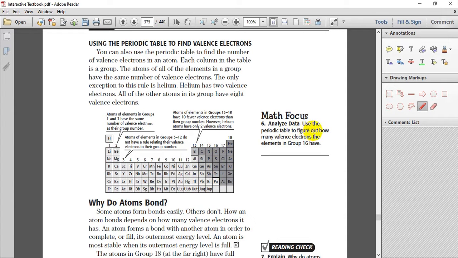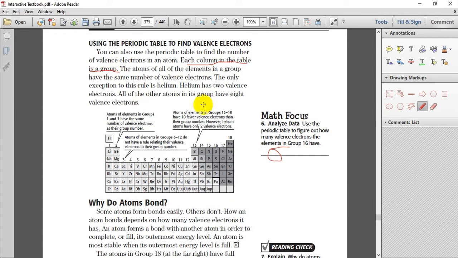The question here is asking to use the periodic table to figure out how many valency electrons an element in group 16 has. What do you think, how many valency will they have? We said we will remove 10 from the 16 and it will be 6. So each column in the periodic table is a group. The atoms have the same valency.